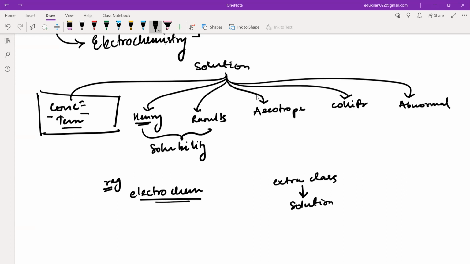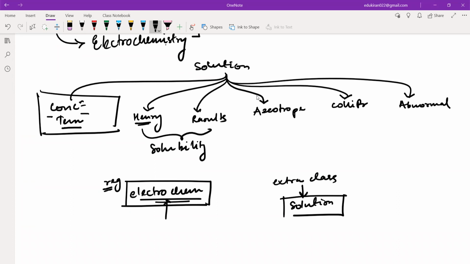Okay, what I am saying is that we will have extra classes. In that, I will be teaching you solution. In that you will be the only one there, and maybe one or two students who want to revise the solution chapter. And in the regular classes, we will be teaching electrochemistry, in which you will be in a particular batch. There will be a few students who will be learning electrochemistry. But in order to start electrochemistry also, I need you to be okay with concentration terms.